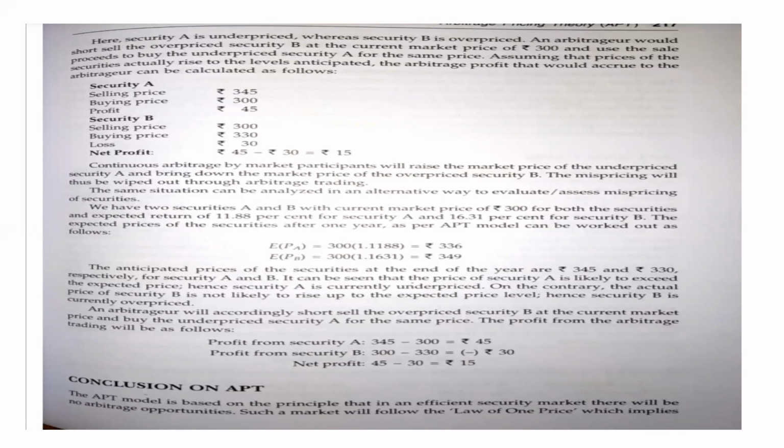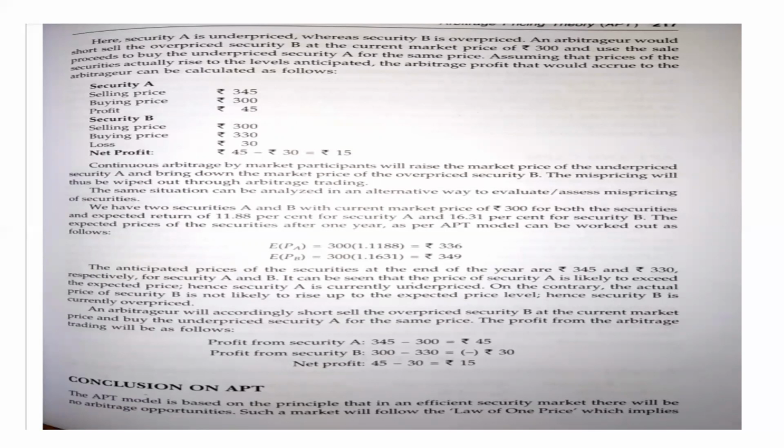We are now purchasing for 300. But see, through arbitrage, we got the values as 336 and 349. So we know in case of the first security, the price is 336. It has got the potential to rise up to 345. So currently security A is underpriced. We should buy that particular security because we are expecting that the price will rise up to 345 in the future.